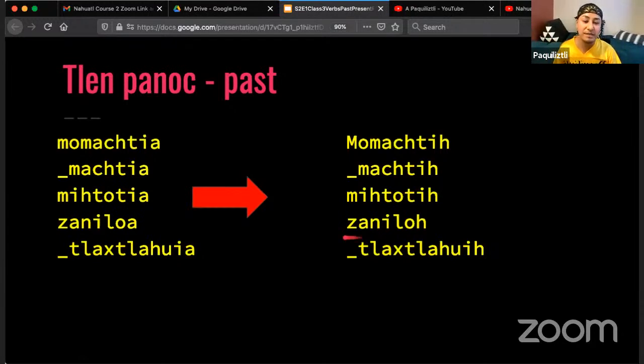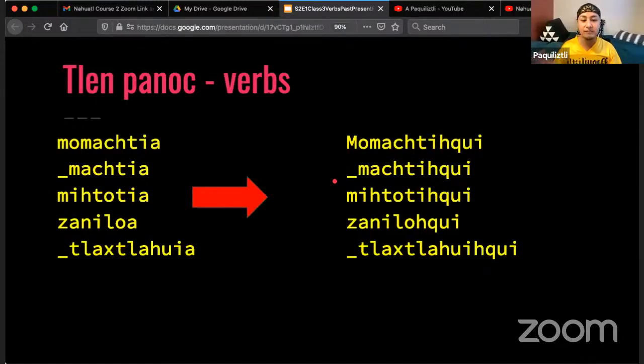Notice that these verbs have this space in front of them because these are transitive verbs and they require an object all the time. So they're not really ever by themselves. Okay, but as you saw, these class 3 verbs have 2 ways of creating the past tense, and either way is okay. Neither one of them is better than another one. It's just that this one with this ki form is more common in the Huasteca region. So they're more likely to say momachtihki instead of momachti. So momachtihki, machtihki, mihtotihki, sanilohki, tlaxtlawihki.